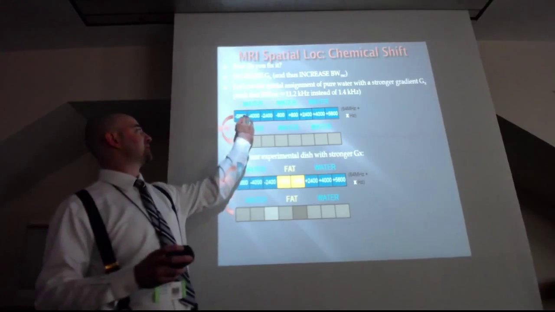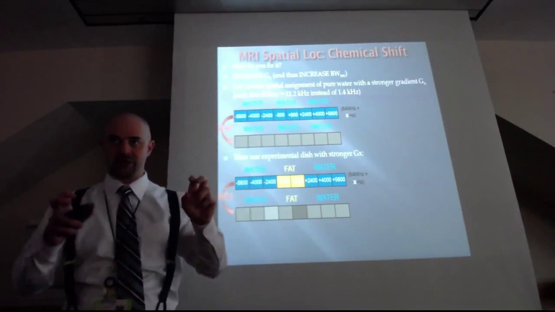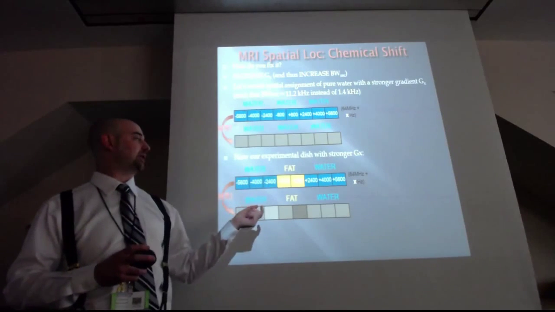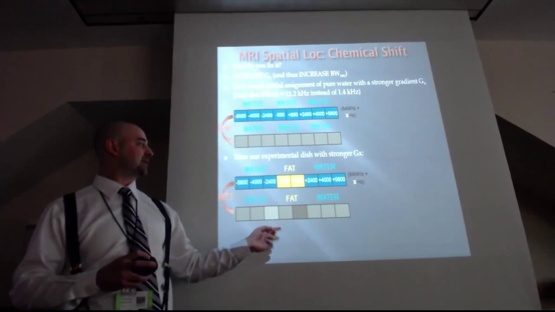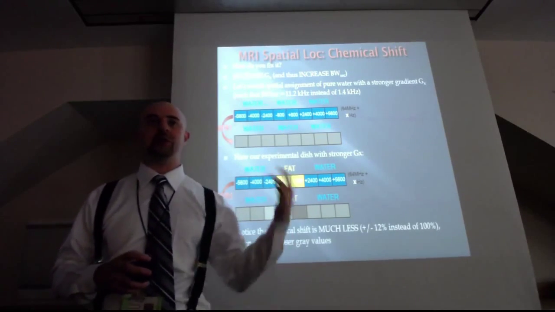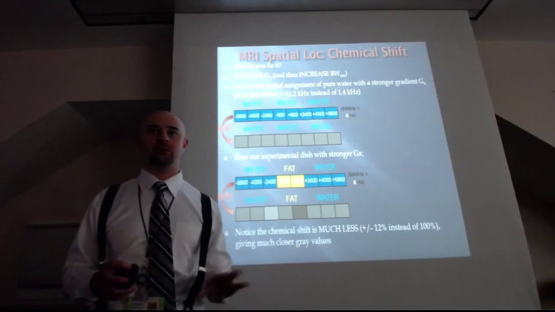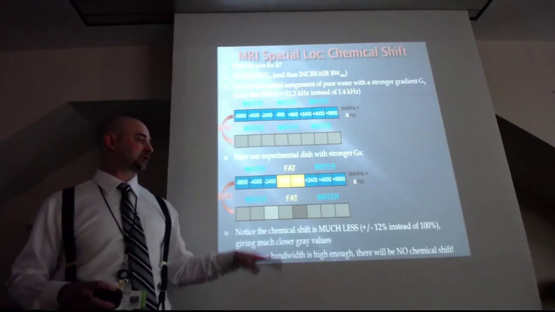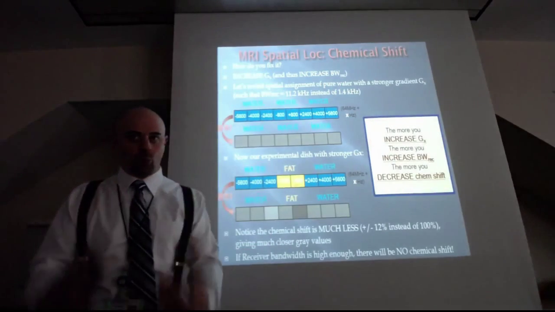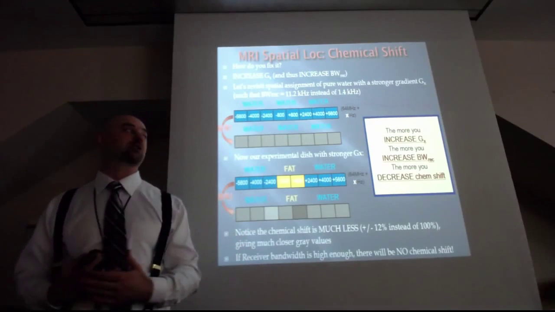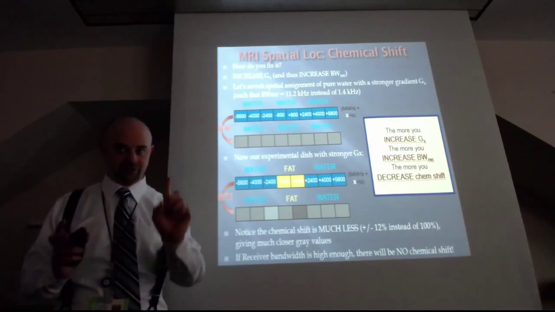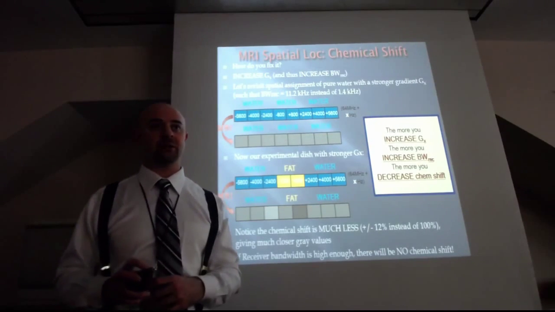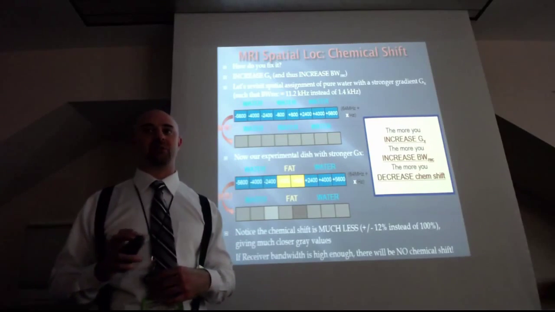But now the pixel-to-pixel variation in bandwidth is much higher. So actually, the loss of 220 hertz is going to be felt much less. So you barely have any shifting quantitatively. Actually, it turns out to be about 12% of the shift instead of 100% pixel shift. So you might see a subtle change here, but the point is, the more you increase the strength of the gradient in the x direction, the more you increase your receiver bandwidth, necessarily because they're linked, and the more you're going to decrease the chemical shift artifact. Guaranteed you're going to have a question on your test about that. Everyone loves this artifact.